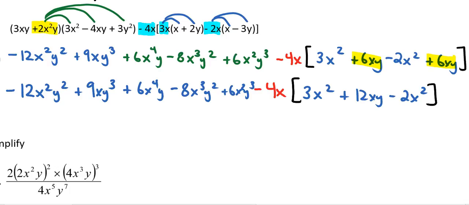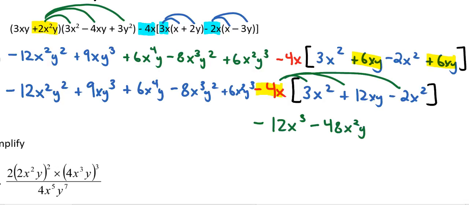Alright, let's go ahead and distribute this negative 4x onto everything in the brackets there. If I do that, I get negative 12x cubed minus 48x squared y plus 8x cubed. Oh, I kind of forgot I could just combine those now. If I combine those, that's going to be negative 4x cubed minus 48x squared y.